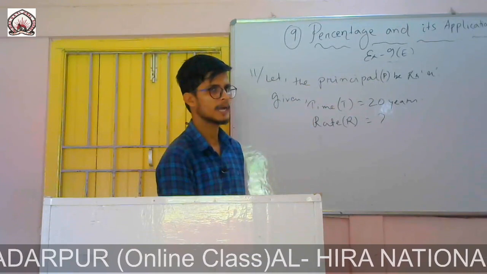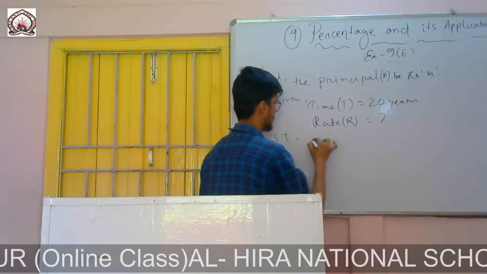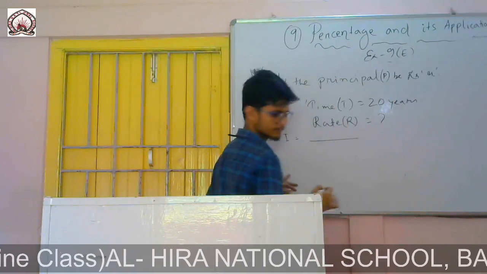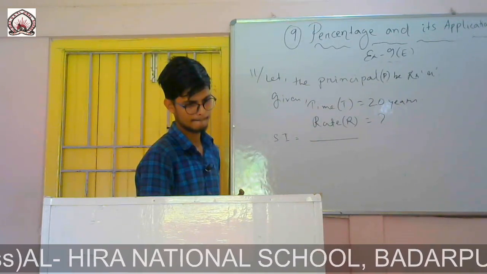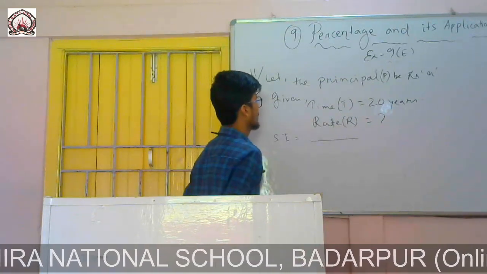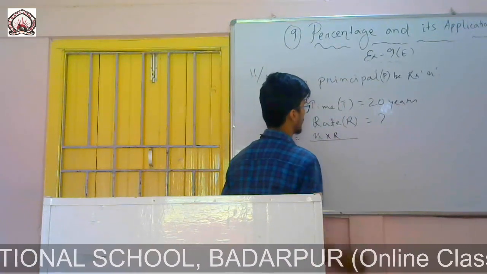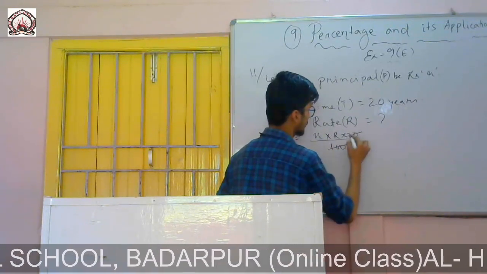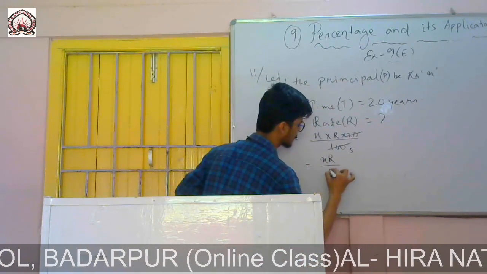So first of all we'll find the SI. Therefore simple interest SI will be PRT by 100. P here is X. R we don't know, so I will write R, and time is 20, divided by 100. So if I cancel this one, there are 20 5s are 100. That means SI equals XR by 5.